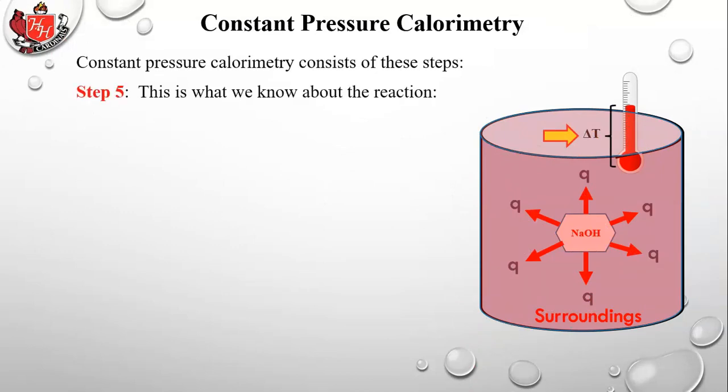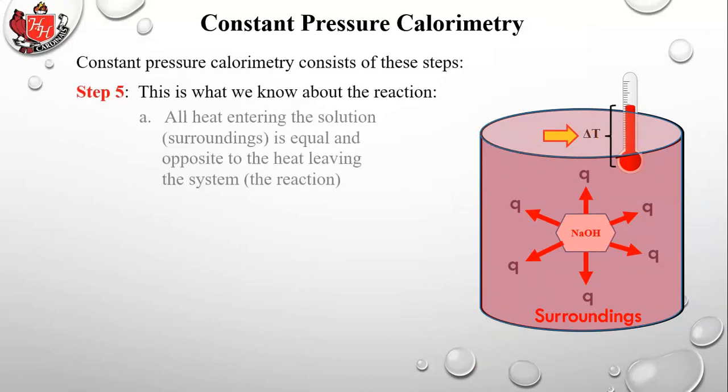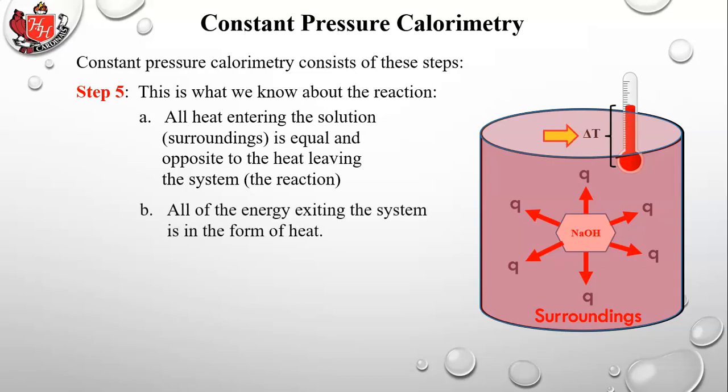So step 5. So this is what we know about the reaction. All the heat entering the solution, that's the surroundings, that's the Na and OH ions and the water mixed together, is equal and opposite to the heat leaving the system. That's the reaction. Those are the chemical bonds that were holding the Na and OH together before they were broken. All of the energy exiting the system is in the form of heat.